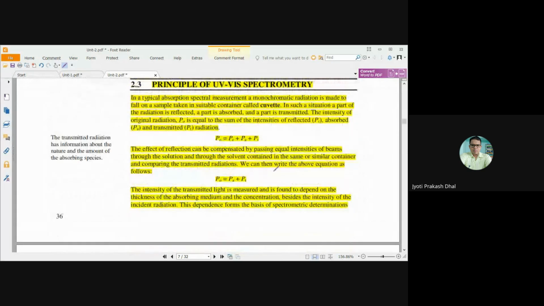Now coming to the principle of UV-visible spectrometry. In the principle, we will discuss how the spectra will be observed. In a typical observation, monochromatic radiation is made to fall on the sample taken in a suitable container. In UV-visible measurement, the sample is taken in a container called a cuvette. Electromagnetic radiation of the UV-visible range, from 200 to 800 nanometers, will be allowed to pass through the sample.